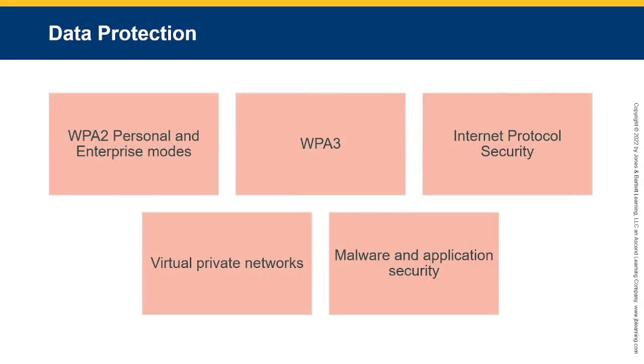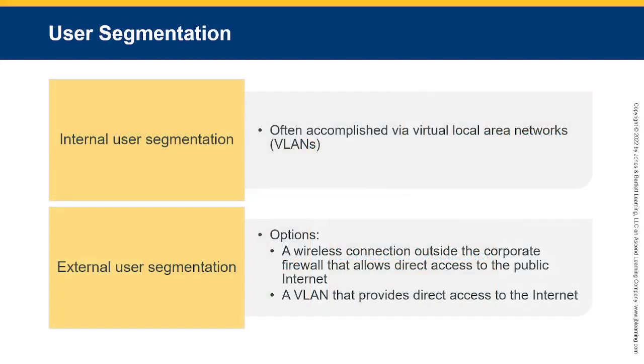When we talk about data protection, you have WPA2 personal and enterprise modes, you have WPA3, IP security, VPNs, and you also have application security. You have user segmentation: internal user segmentation and external user segmentation. The internal user segmentation is often accomplished via VLANs. If it's external, you have options. You have a wireless connection outside the corporate firewall that allows direct access to the public internet, or a VLAN that provides direct access to the internet.